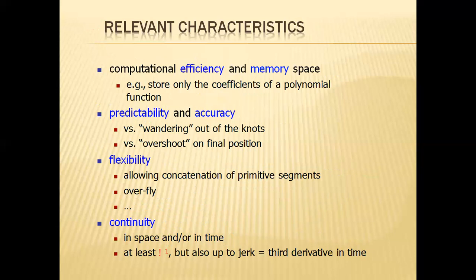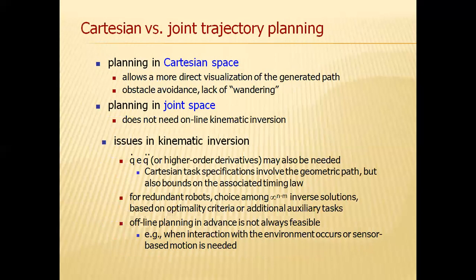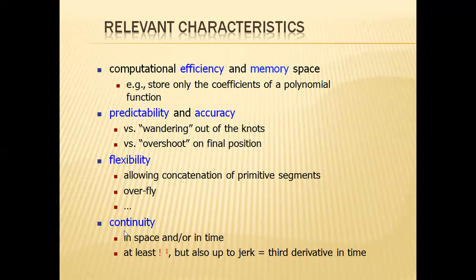Comparing the relevant characteristics: computational efficiency and memory space, for example, storing only the coefficients of polynomial functions. Those will be better in the case of transverse motions, that is, trajectory motions related to the geometrical constraints, particularly in the case of Cartesian coordinate systems.